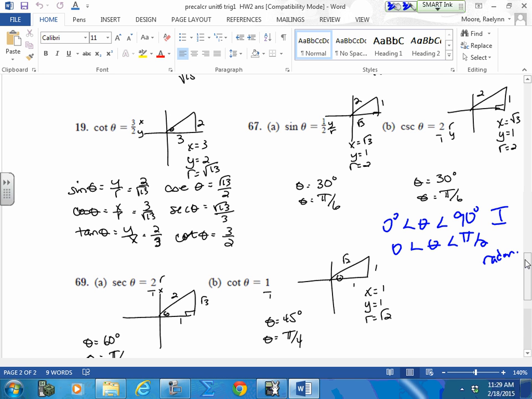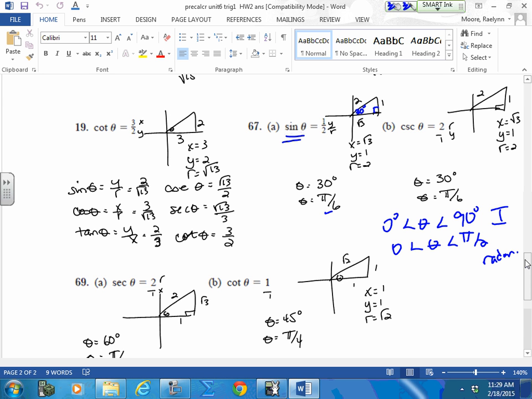So when you come here, you've got a function. Your sine is y over r. Set it up. Find your missing part, Pythagorean theorem. Or, because these are your special right triangles, you should recognize the 1 and the 2. This is a 30, that's a 90. Oh, there's your 60. So this is a 30-degree special triangle. 30 degrees, 30 goes into 180 six times. There's your pi over 6.